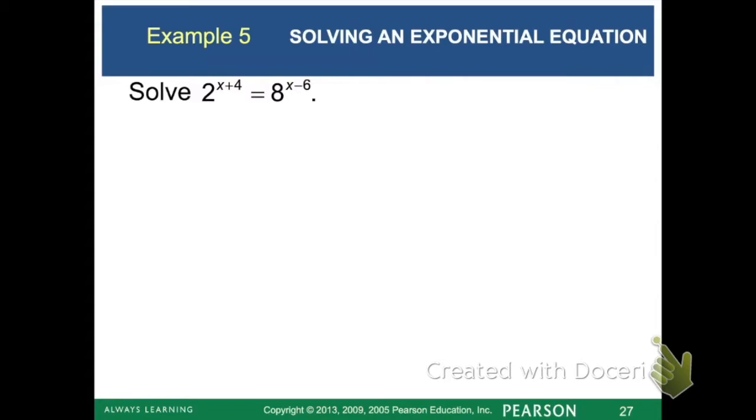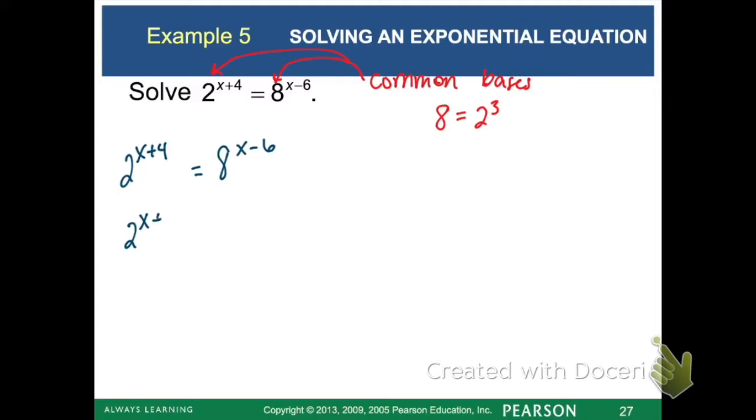Example 5, we're going to again start by looking at our bases, which are 2 and 8, and seeing if we can rewrite them as a common base. We know that 8 is the same thing as 2 to the 3rd power, so we can rewrite these as common bases. So start by replacing 8 with 2 to the 3rd power. Make sure that 2 to the 3rd is in parentheses here.